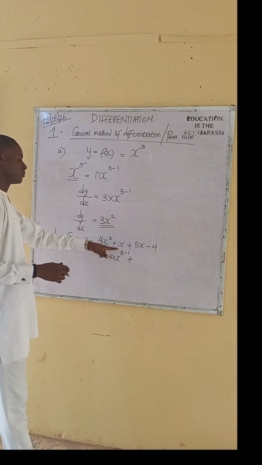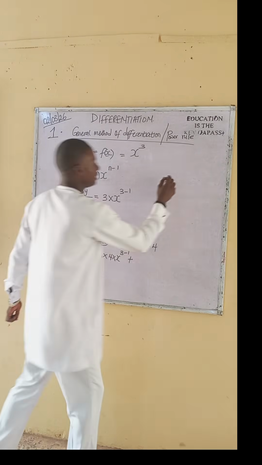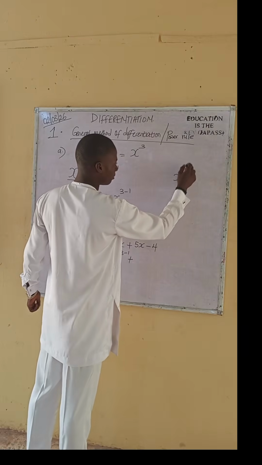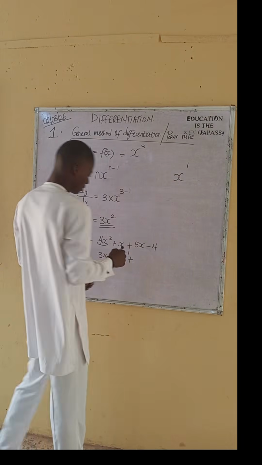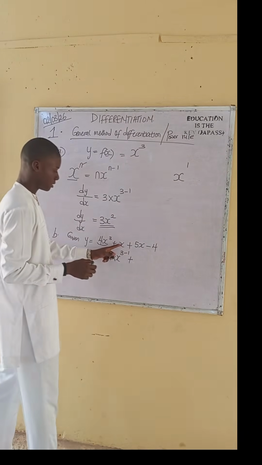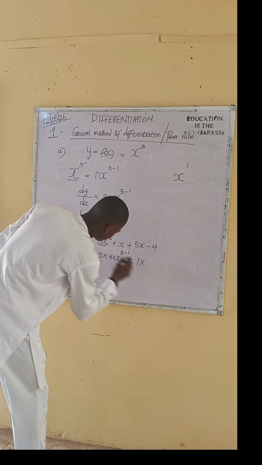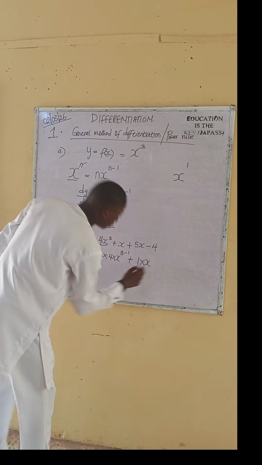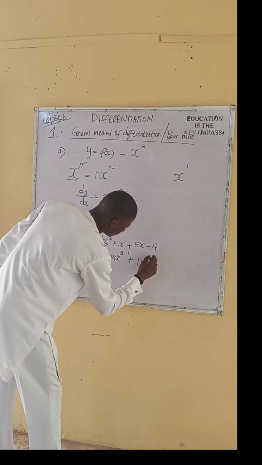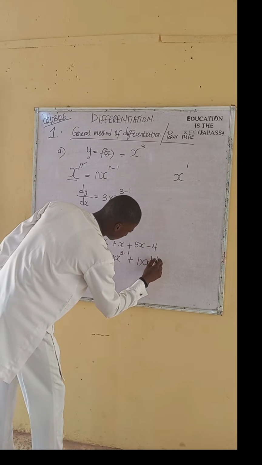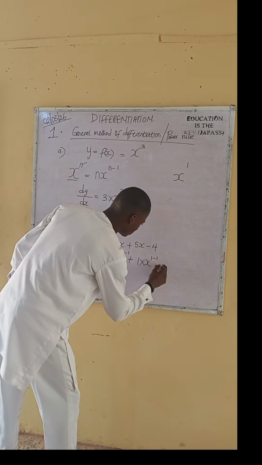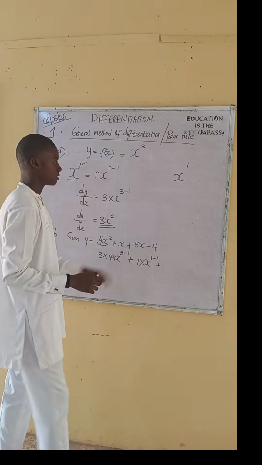Some students will be asking, what is the power? Any variable on its own has the power of 1. You understand? So to differentiate x here, bring down 1, multiply it with the x, then subtract 1 from the power. That's 1 minus 1. Plus, this is 5x now.